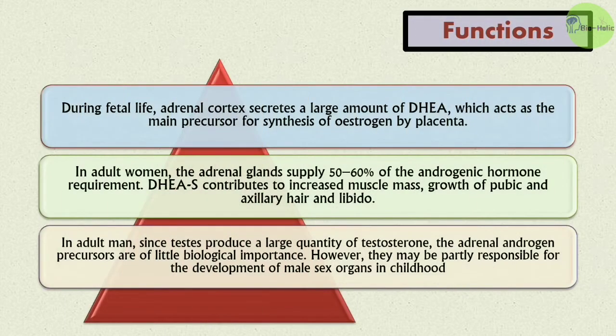So what are the functions of the sex steroids secreted by the adrenal cortex? During fetal life, the adrenal cortex secretes a large amount of DHEA, which acts as the main precursor for synthesis of estrogen by the placenta. In adult women, the adrenal glands supply 50 to 60% of the androgenic hormone requirement. DHEAS contributes to increased muscle mass, growth of pubic and axillary hair, and libido. In adult men, since the testes produce a large quantity of testosterone, the adrenal androgen precursors are of little biological importance. However, they may be partly responsible for the development of male sex organs in childhood.